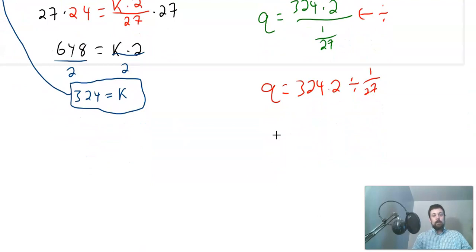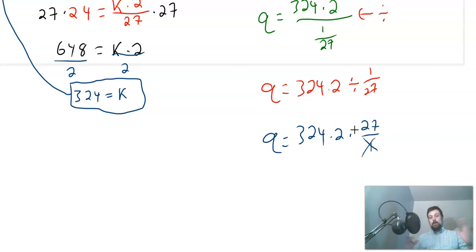So let's switch colors again. So Q equals 324 times 2 times the reciprocal, which is going to be 27 over 1. Which again, the 1 can just be ignored. If you're dividing by 1, it just goes away, because it doesn't change anything. So we get 324 times 2 times 27.